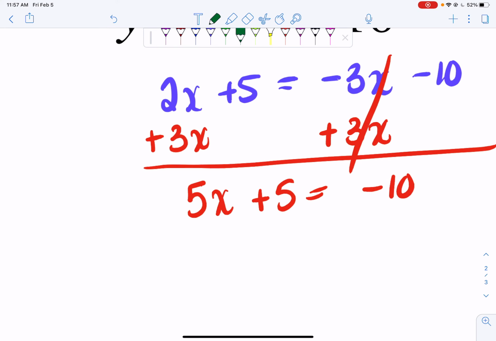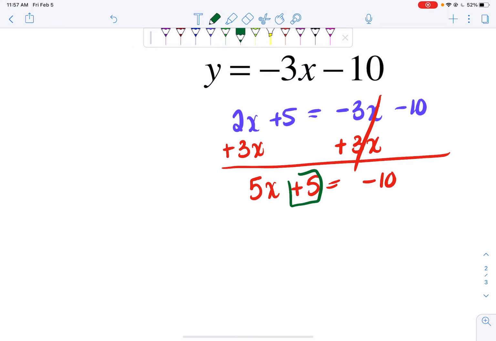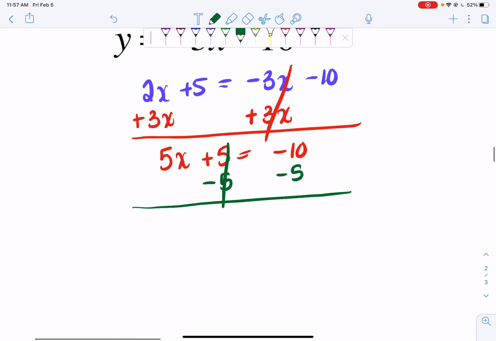What I'm now going to do is I want to get my numbers to the right-hand side of my equation. So I have to ask myself, how do I get rid of that plus 5? I'm going to take away a 5 from both sides of my equation. And I get 5x equals negative 15.